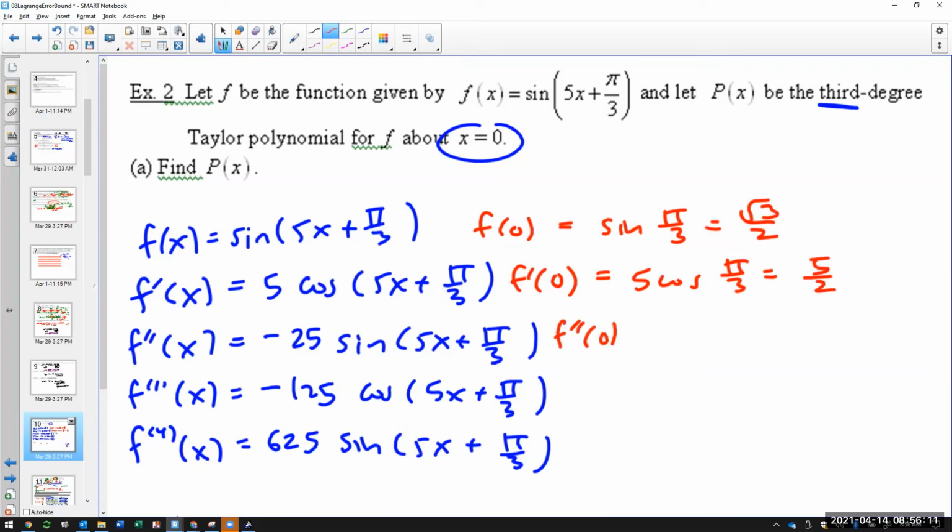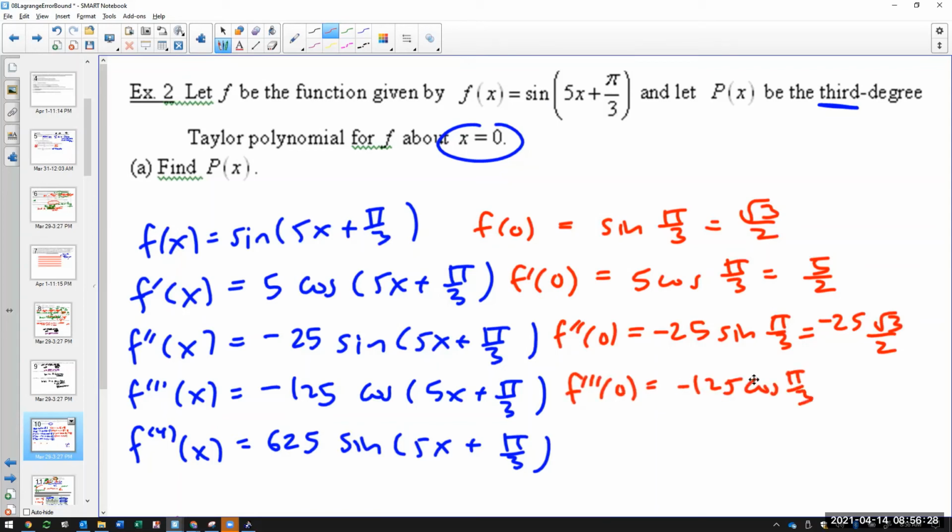If I plug in 0 into the second derivative, I get negative 25 times sine of pi over 3. But remember, sine of pi over 3 is square root of 3 over 2. So this is negative 25 times the square root of 3 over 2. The third derivative will be negative 125 times the cosine of pi over 3, which is 1/2. So this is negative 125 over 2. And finally, the fourth derivative, which they didn't ask me to do, by the way, but I'm just doing it, is equal to 625 times the sine of pi over 3, which is 625 square root of 3 over 2. All right, so I've calculated all of these things.